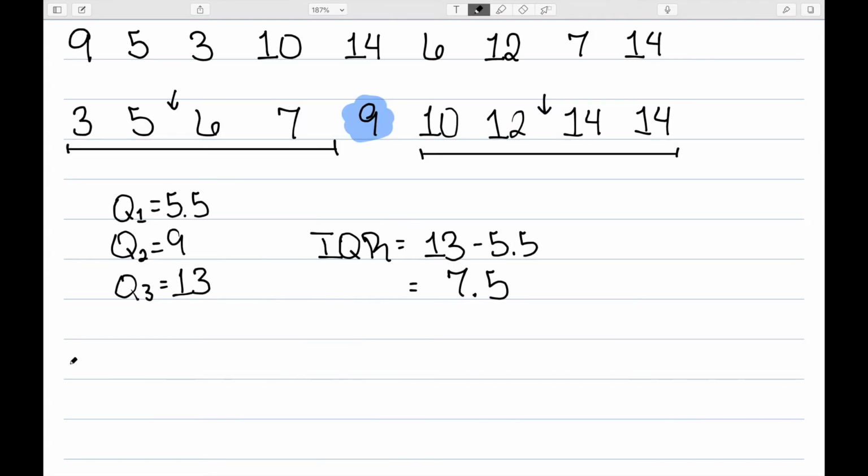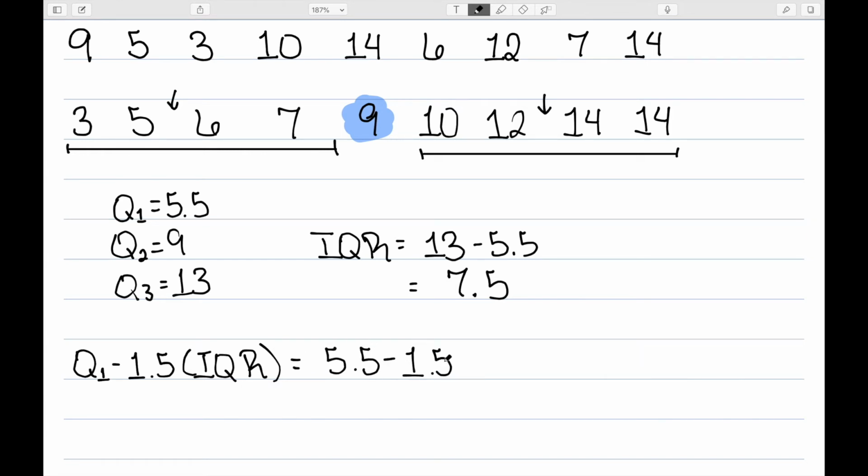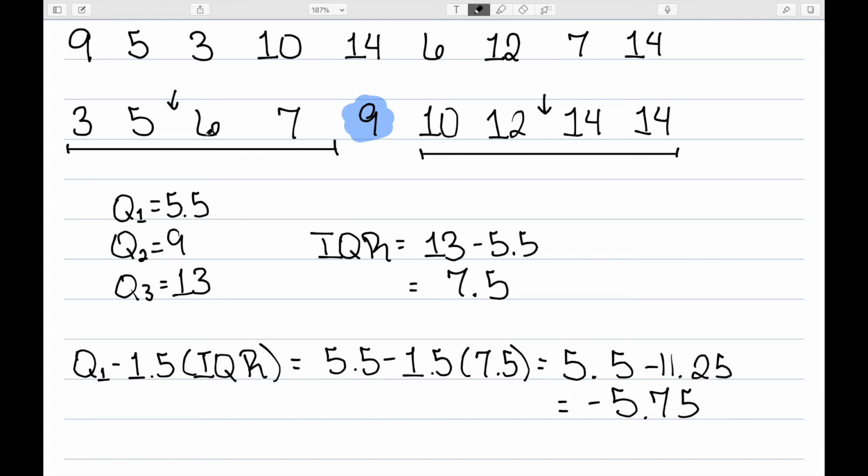Let's go back to the data set we were looking at earlier. In this case, we would use Q1 minus 1.5 IQR. We know Q1 is 5.5, and the interquartile range is 7.5. 1.5 times 7.5 is 11.25. So we get our lower bound is negative 5.75. We definitely don't have any numbers smaller than negative 5.75, so we don't have any lower outliers.